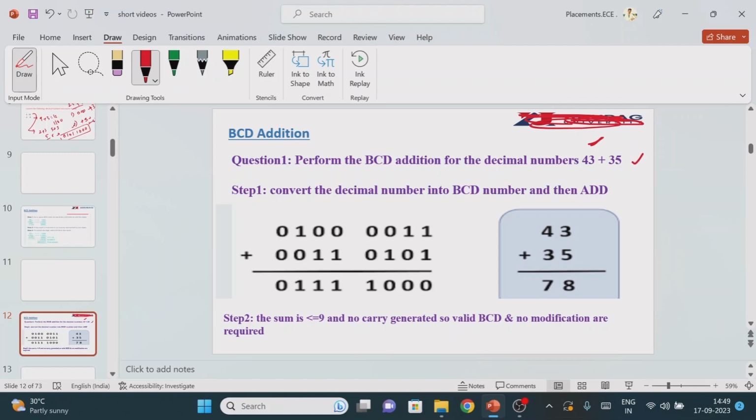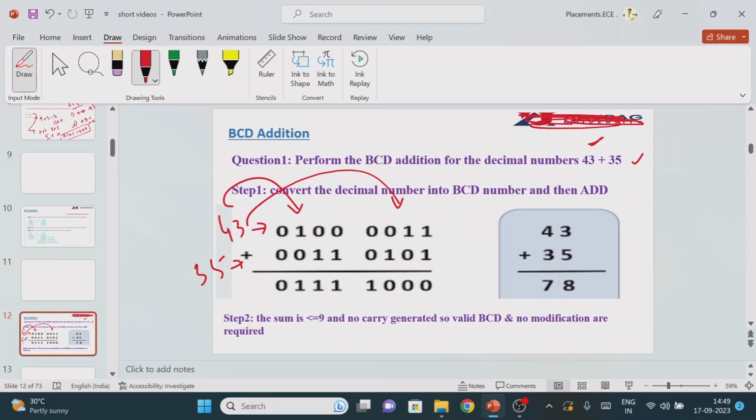What is the BCD number for 43? Each digit in the decimal number can be represented by a 4-bit binary code word, right? So what is the binary number for 4? 0 1 0 0. What is the binary number for 3? The 4-bit number 0 0 1 1. Like that, we need to write the binary number for 25.